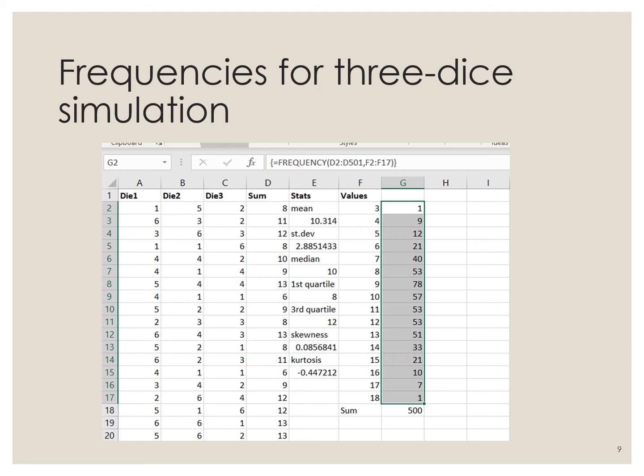And then we're entering the array formula equal frequency. The data was in column D, D2 colon D501. And comma, the second argument was the values or the bins, and these were F2 to F17, F2 colon F17. Close the parenthesis, Ctrl-Shift-Enter to enter an array formula. And again, the curly brackets were entered by Excel.